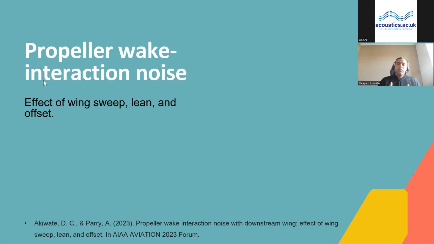What we did is we tried to incorporate a more realistic wing, which has wing sweep, lean, and offset. Obviously, these wing sweep, lean, and offset come from structural or aerodynamic requirements, but we can make use of these realistic wing features to design a low noise propeller wing configuration. These results we already published in one of our AIAA conferences, in 2023.